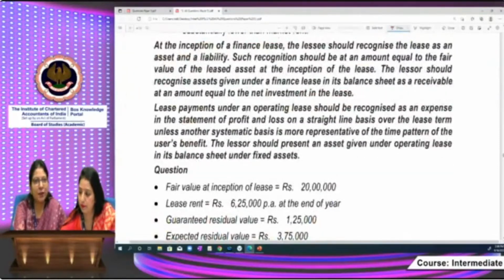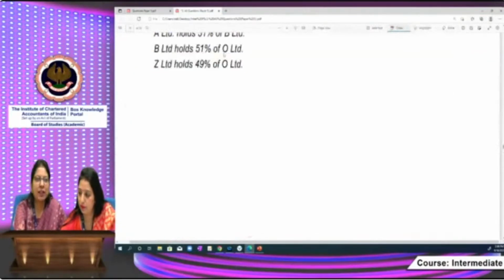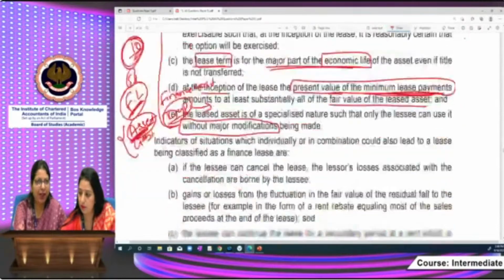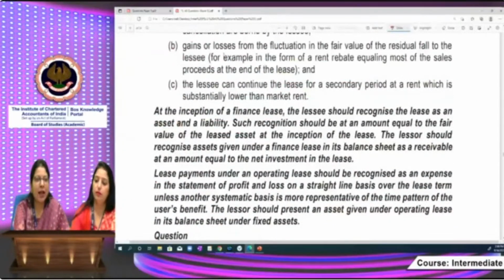So it's clear to you that in the finance lease, the depreciation will be claimed by the lessee and the asset will also be shown by him. And in the statement of profit and loss, the finance charge with corresponding amount of depreciation of the asset will be shown in his books for the concerned accounting year.